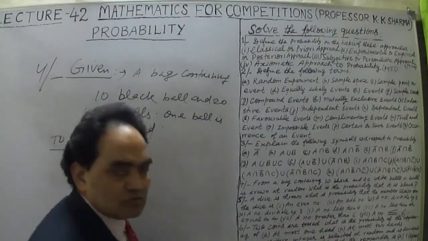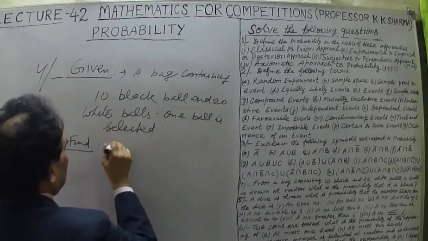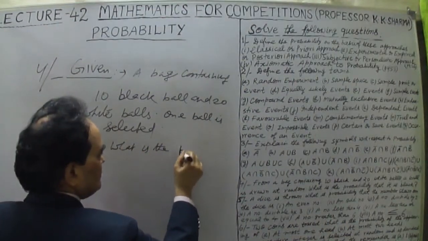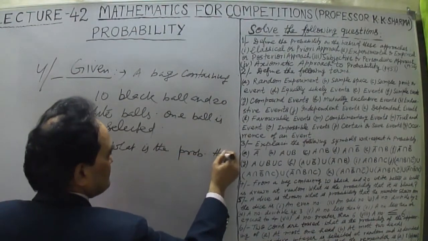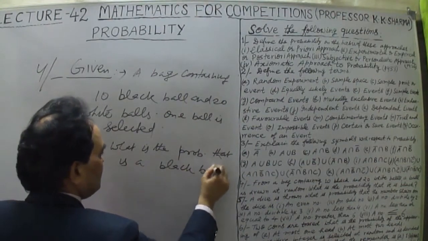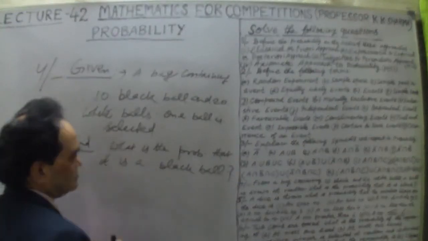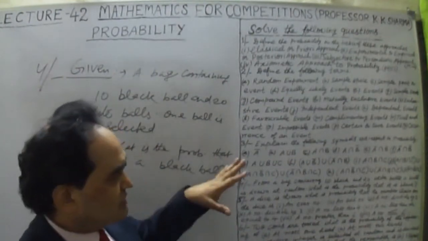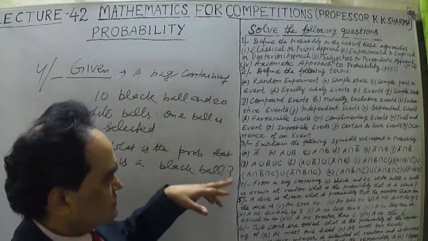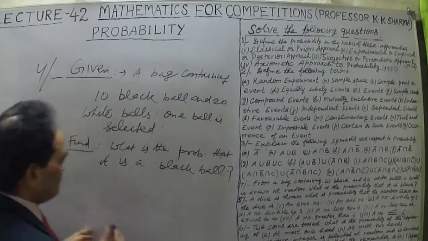Now we have to find the probability of getting a black ball. The ball is selected; what is the probability that it is a black ball? How many black balls are there? 10 black balls. So out of 10, 1 is selected. So 10C1 in the numerator. What are the favorable cases?